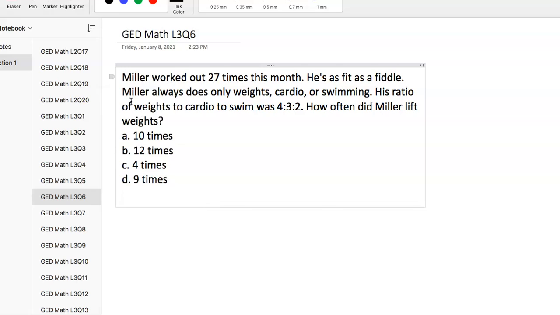what we're doing here, the key part to start with is the 4 to 3 to 2. So it says he only does weights, cardio, or swimming. So we care about weights, right? So weights is that first number, which is this 4. Okay, so let's start with that. Similarly, cardio is that second number, which is 3. Swimming is 2. Okay, so he does weights 4 of 4 plus 3 plus 2. That's how you set this up.